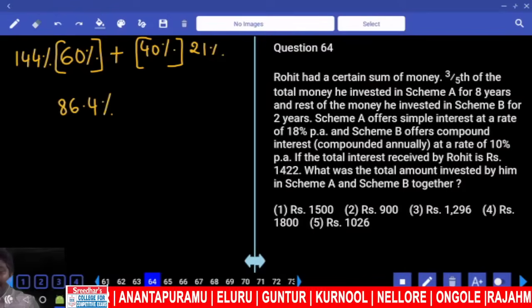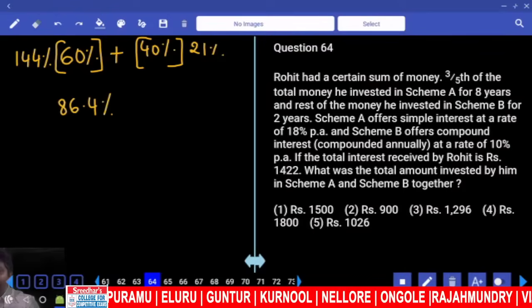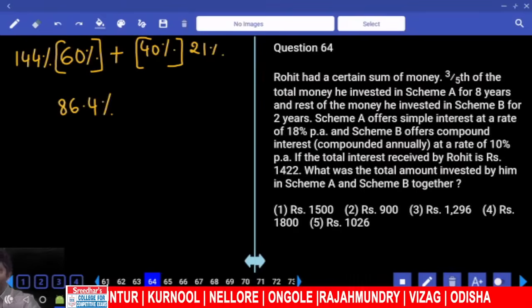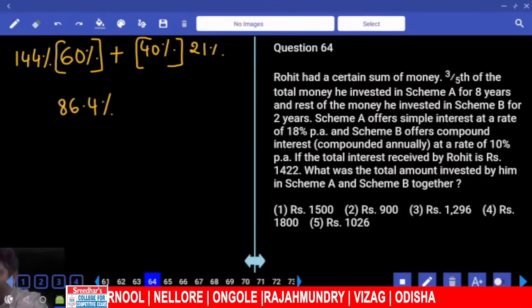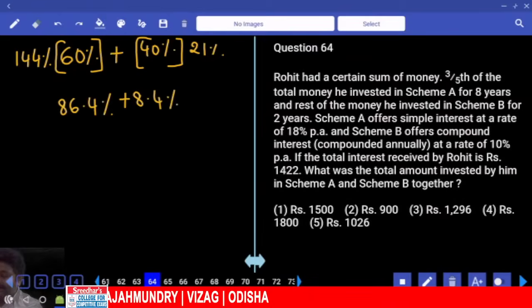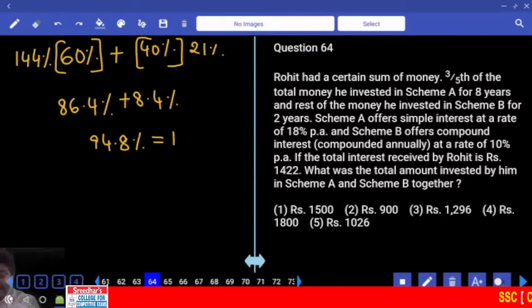Scheme B, 21% of 40, or instead we'll go with 40% of 21. 10% is double, so 10% is 2.1. 4 times of it is 8.4%. How much percent is it? 94.8% is the total interest received, which is equal to 1422.